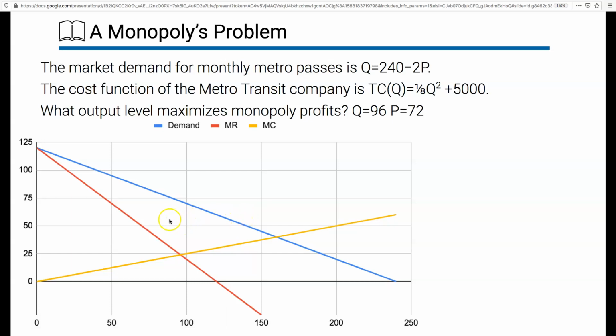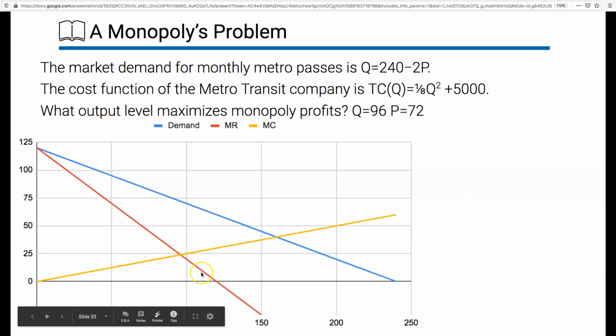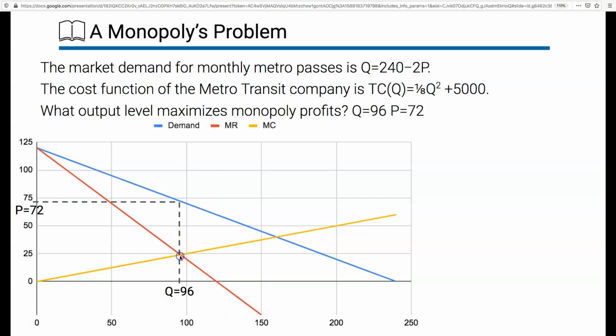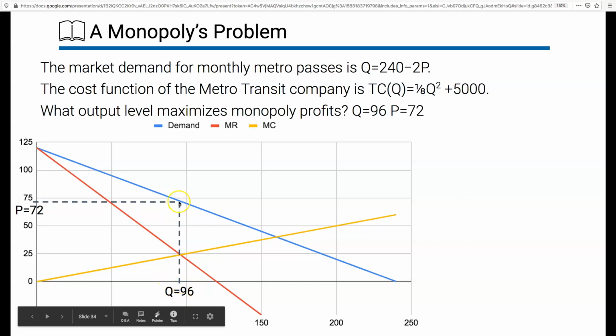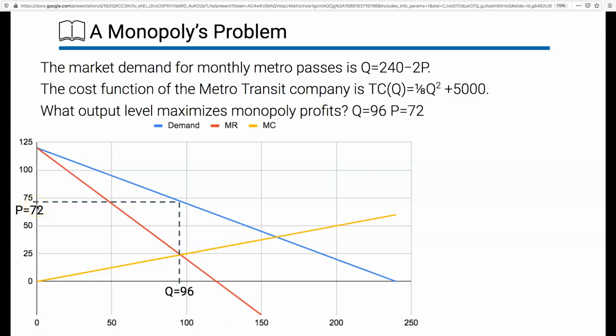And so for a monopoly, the output is determined by the intersection of the red marginal revenue curve with the yellow marginal cost curve. That intersection happens at a quantity of 96. And once that quantity is obtained, the monopolist simply looks at the demand function at 96 and determines the price, and the price is going to be 72.